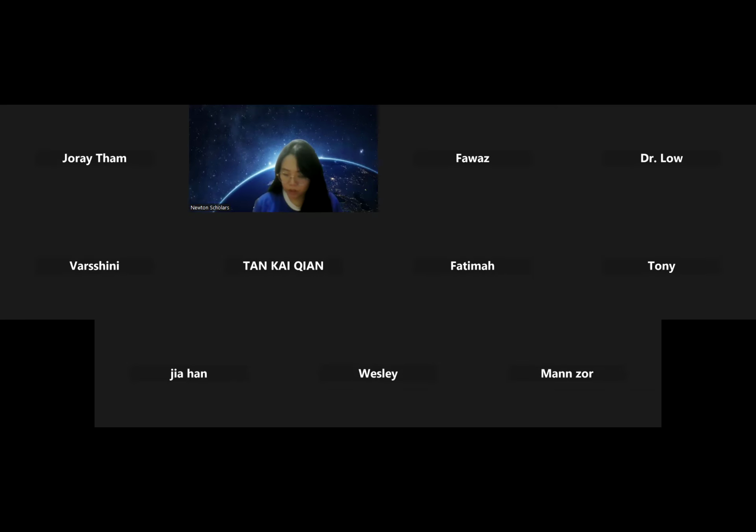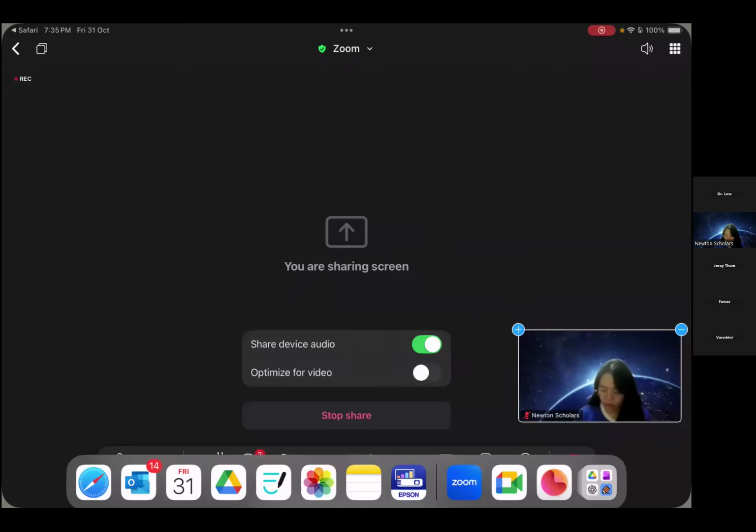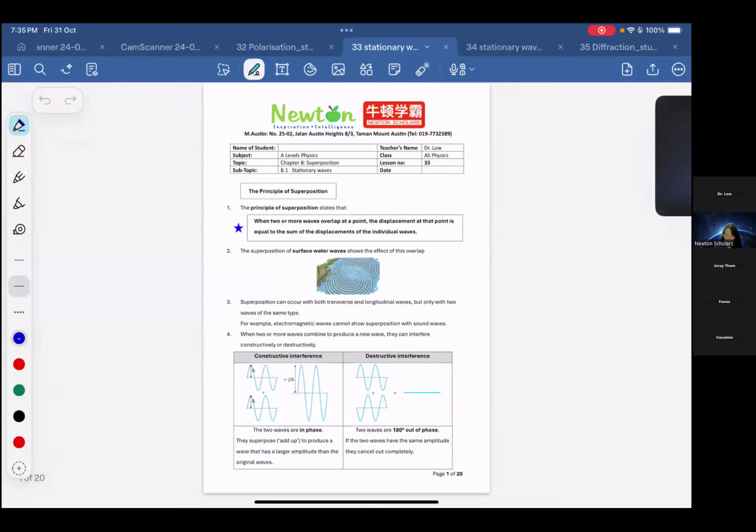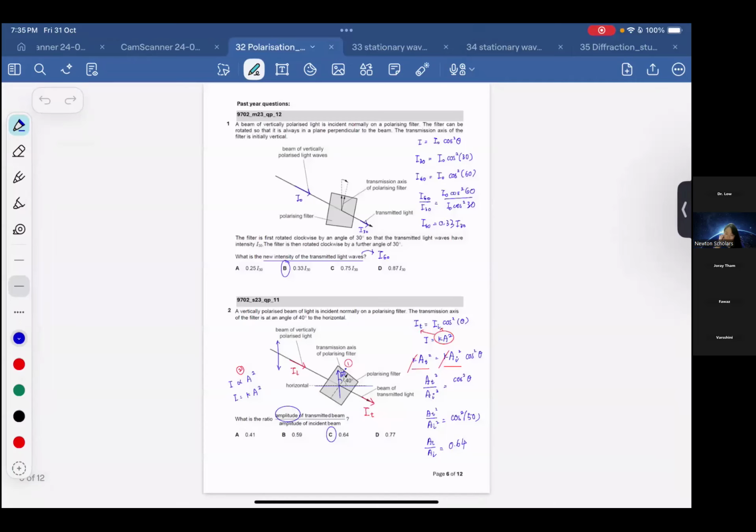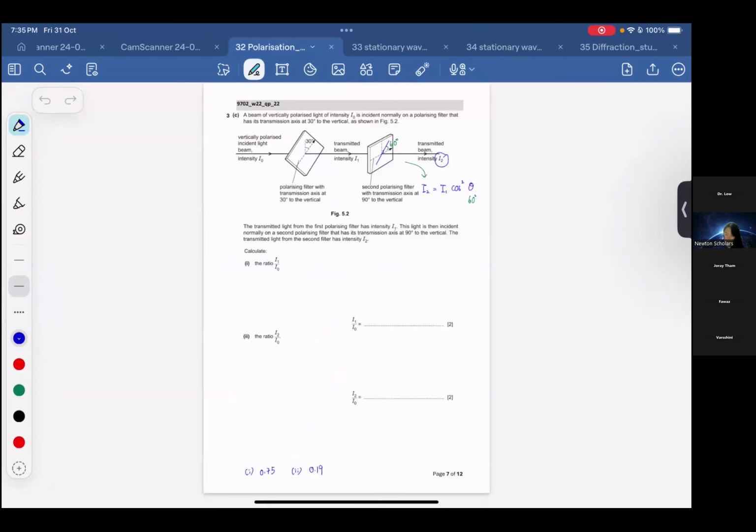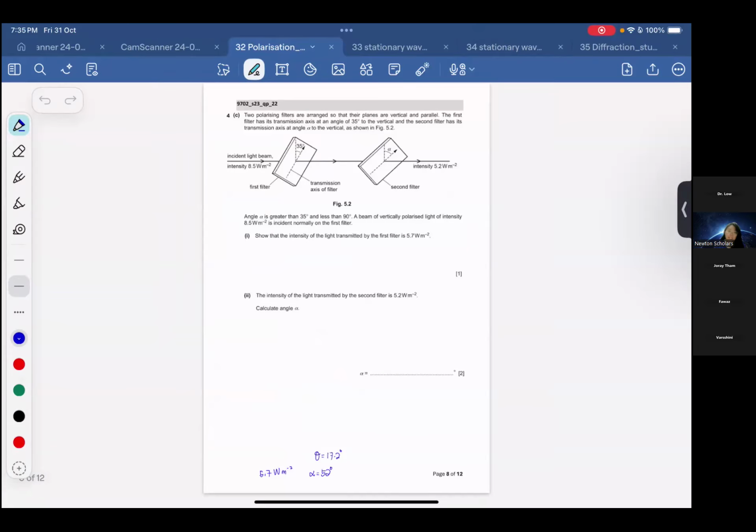Okay, boys and girls, let us start our lesson today. We continue last week's lesson. Last week we stopped at lesson number 32, and I asked you to complete pages 7 and 8. And just now in the WhatsApp, I already printed out the answer, how to complete it.